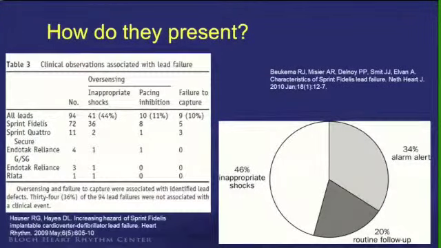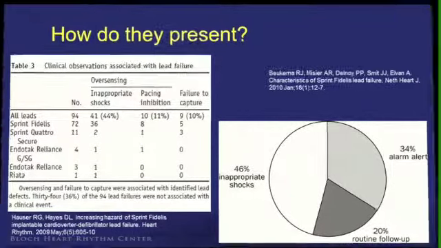How do they present? Again, we'll talk about the management, but the earlier presentations, 50% of them were having inappropriate shocks. That is because of short VB intervals, because of the fracture of the proximal pace conductor. And some of them were picked up by routine follow-up.